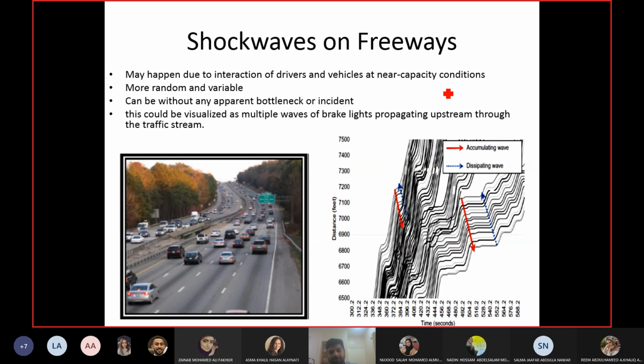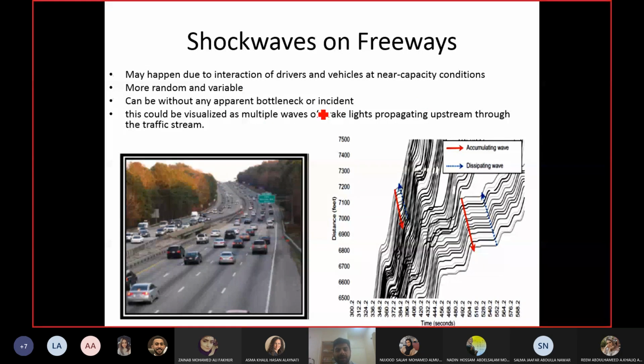Okay, so on freeways, the shock waves are very random and they vary a lot. So there is no particular distance at which you can see the shock wave, and there is no particular reason for the shock wave. For a signal, we know it will always happen at the signal, and it will always start when the signal is red, and it will always dissipate when the signal is green. On freeways, it is very irregular and random. Okay, and you may see a shock wave happening without any bottleneck or incident.